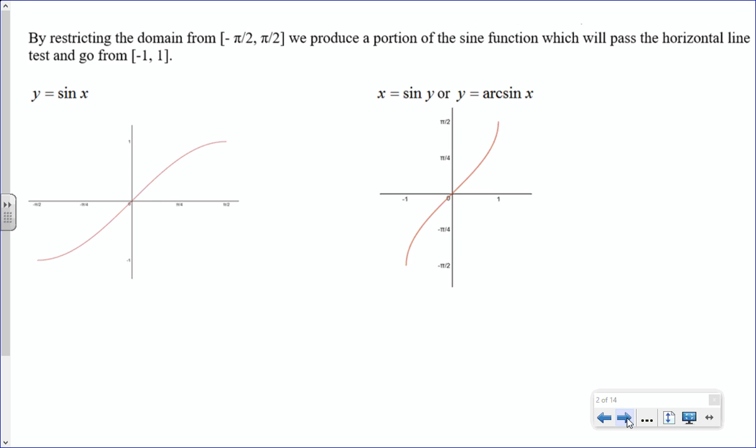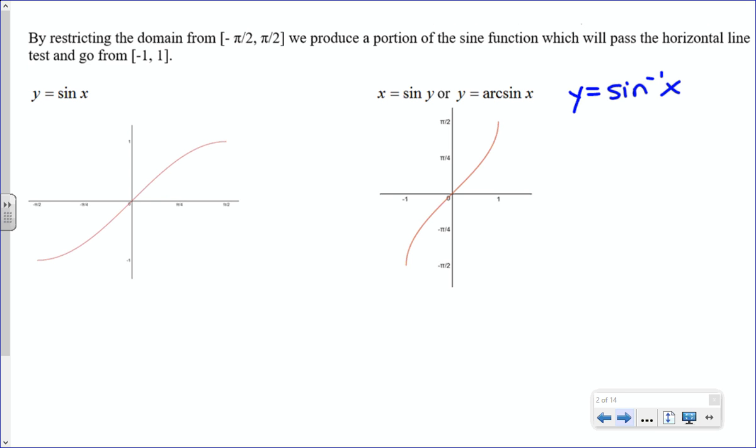Is arc sine the same thing as sine inverse? Yes, that is an excellent point. Arc sine and inverse sine, sine negative 1, they mean the same thing. You're going to see it both ways, but you're going to see arc sine a lot more than you'll see sine inverse. So just know that they're one and the same.